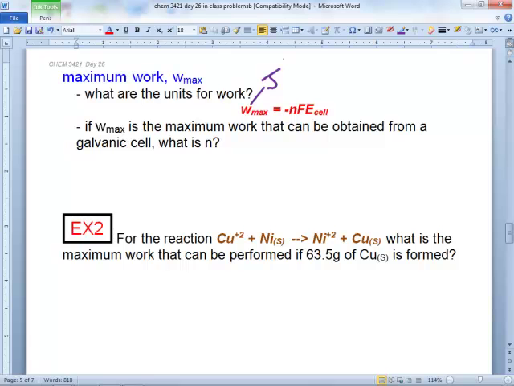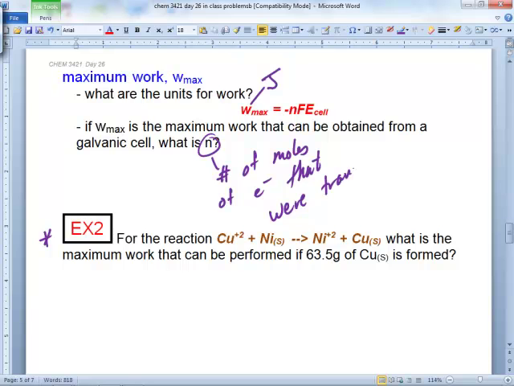So let's see if we can make sense of that with a question like this. It's the number of moles of electrons that were transferred between the oxidizing agent and the reducing agent, but you can just say transferred between reactants. For this reaction, what is the maximum work that can be performed if 63.5 grams of copper solid is formed? The units of your answer have to be in joules.